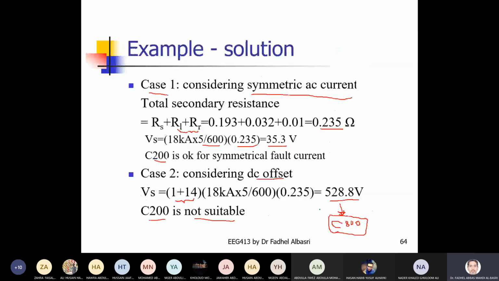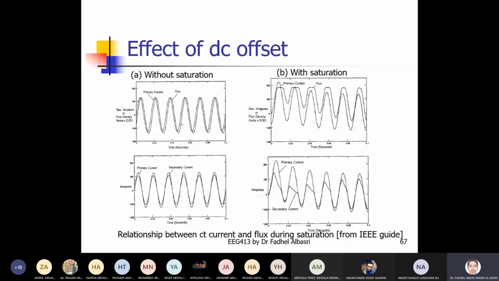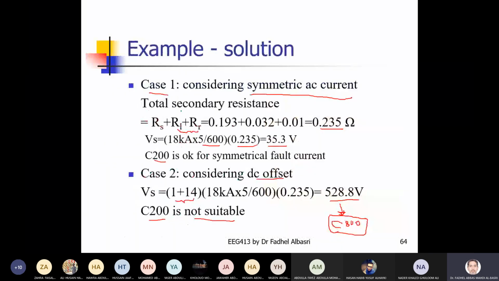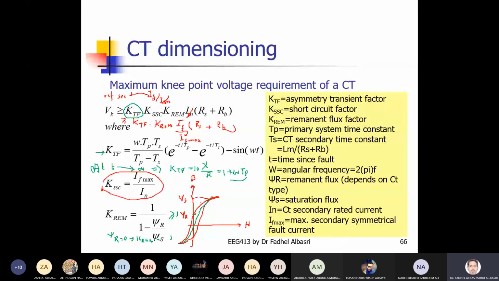So the K transient factor is nothing but to provide the effects of decaying DC current on the CT saturation. How does it affect the CT? We can repeat the previous problem here. If I don't want the CT to saturate up to 0.1 second, the difference here is that this factor will be replaced by the K transient factor, and you have to calculate it using this equation. In general, we can also use the approximate equations, as you will see in assignment 2.